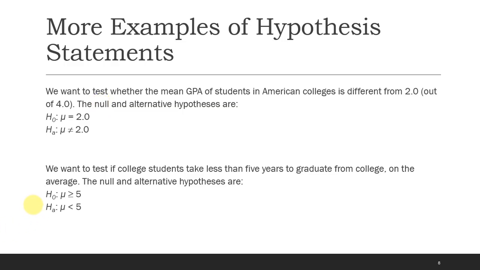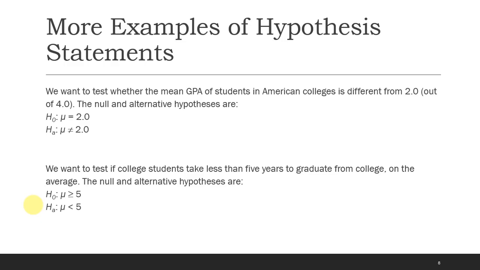What about the next one? We want to test if college students take less than 5 years to graduate from college on the average. So on the average means we're going to be dealing with mu. And then we're talking about we want to test whether it's less than 5 years. So notice I have mu is less than 5. That's my alternative. And then I can back into my null. So you see how that works?